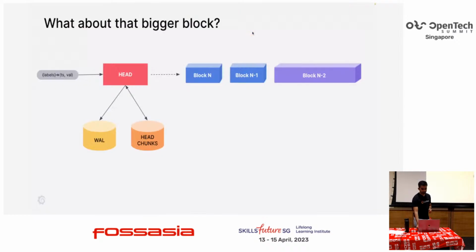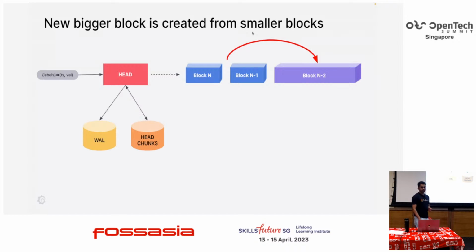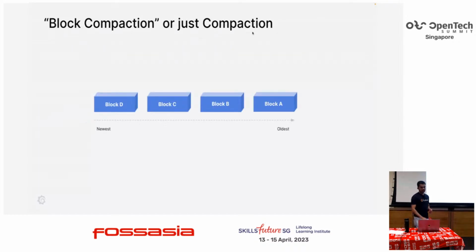Okay, so what about the bigger block? If you notice in the diagram, I have the n-2 block as a large block. We created it from the smaller blocks that we just created. So imagine you have 4 blocks, A, B, C, and D. So based on some logic, we choose 3 blocks at a time and just merge them to create a bigger block. We'll see why it's required soon. Like every block has its own index, and we are going to look into the index soon.